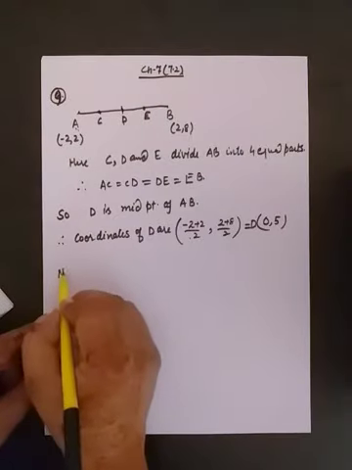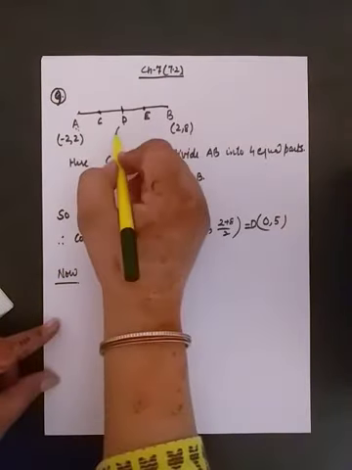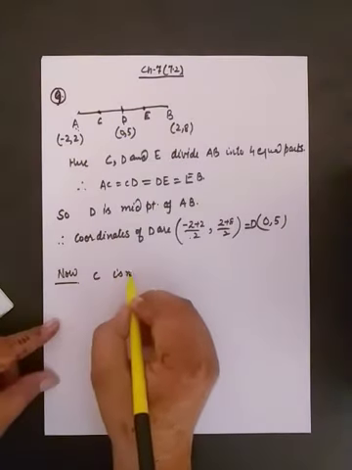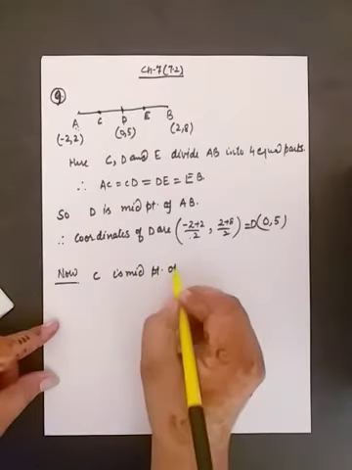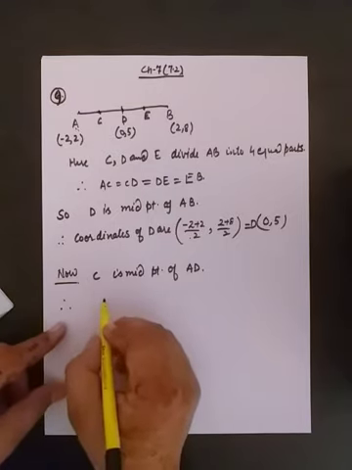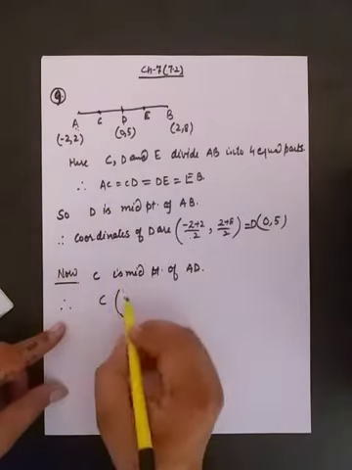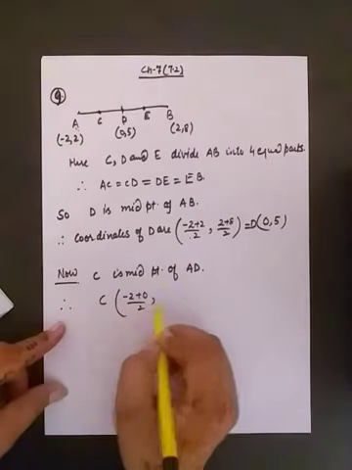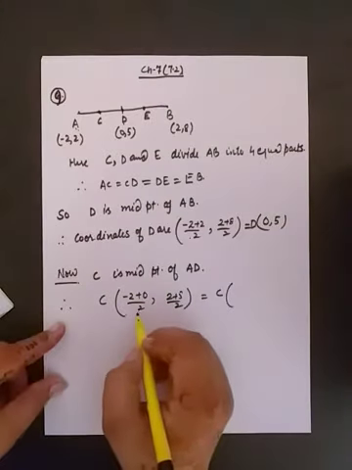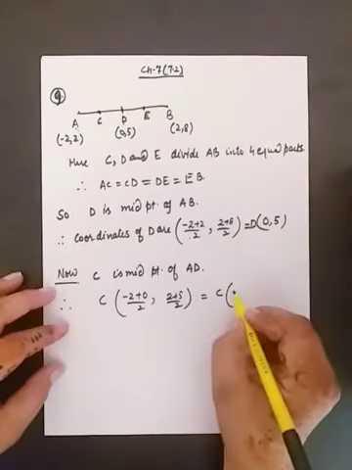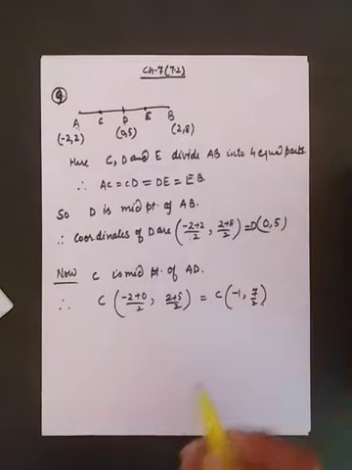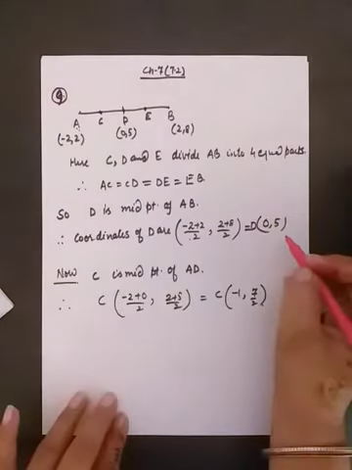Now you can see that C is the midpoint of AD. Therefore point C will be ((-2 + 0)/2, (2 + 5)/2). That is equal to (-2 + 0 - 2)/2, which is -1, and it will be 7/2. So the coordinates of point C are (-1, 7/2).